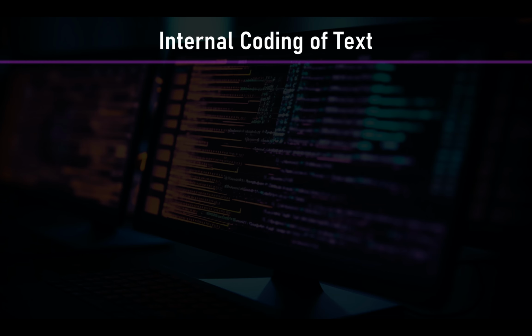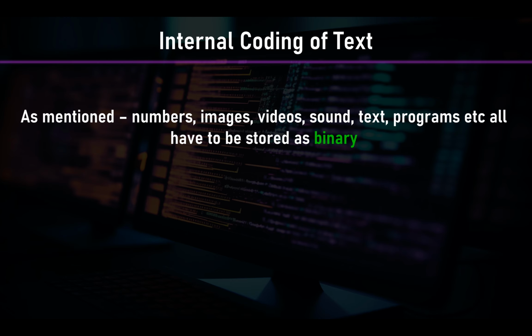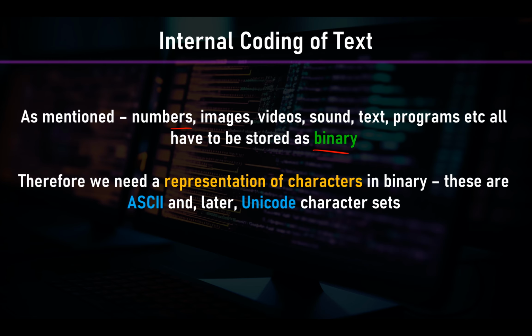Now if we look at text, or the internal coding of text, I always say that wrong, like a tongue twister. As mentioned, numbers, images, video, sounds, text, programs, everything is just binary. Therefore we need a representation of characters in binary, and these can be ASCII and later Unicode, and these are called character sets.